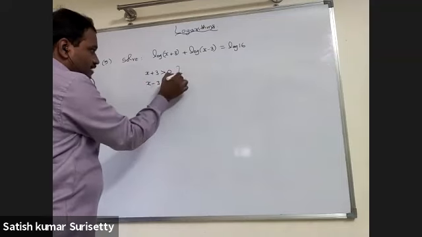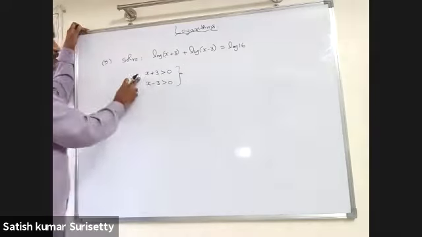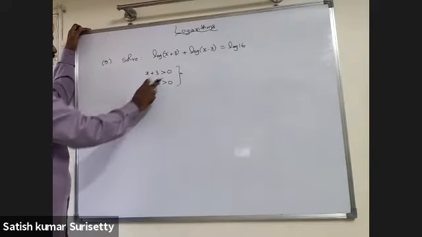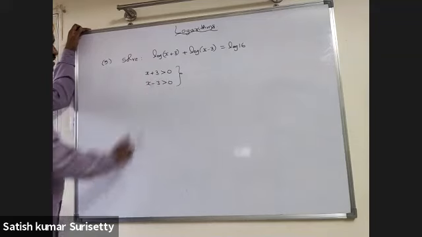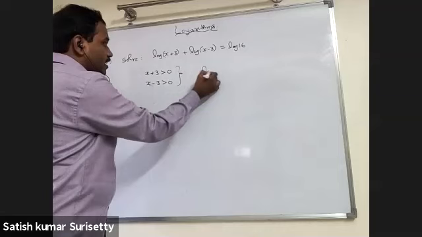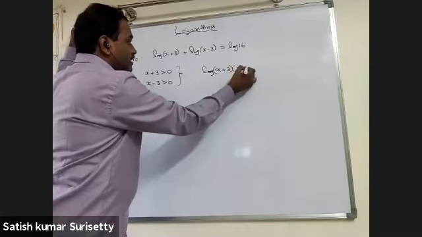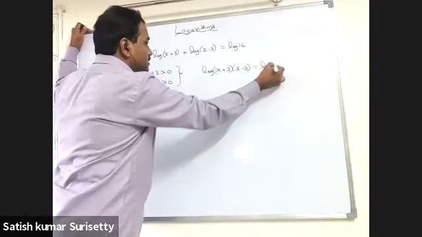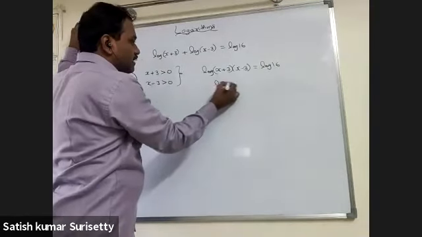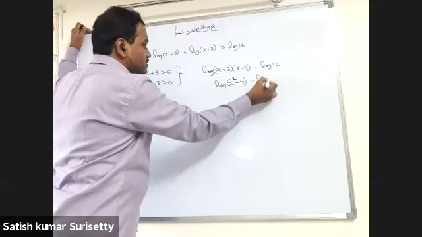That means whatever the value of x that you are going to get when solving the equation, it should satisfy both the conditions, x plus 3 greater than 0 as well as x minus 3 greater than 0. Now you apply the property. It is in the form of log a plus log b, that is log of ab. So (x plus 3) into (x minus 3) equal to log 16. That is, log of (x square minus 9) equal to log 16.